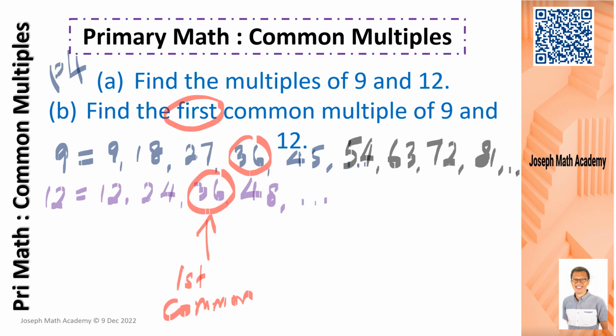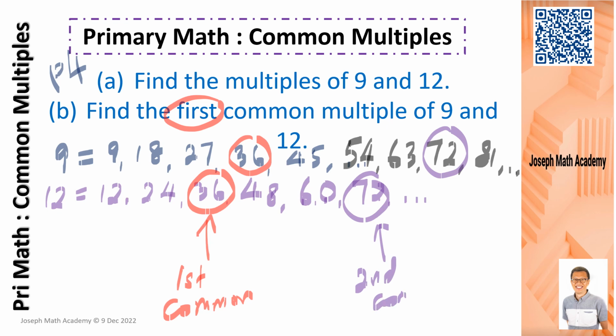Now, how about multiples of 12? 48. The next one will be 60, followed by 72, and I continue from that. Now I stop at 72 because 72 is another common multiple. And this 72, which is common, is not the first common anymore. It is the second common multiple of 9 and 12.